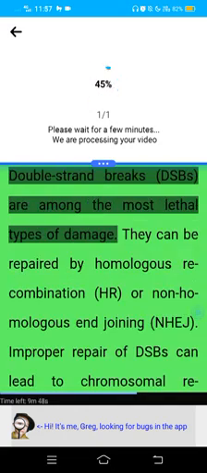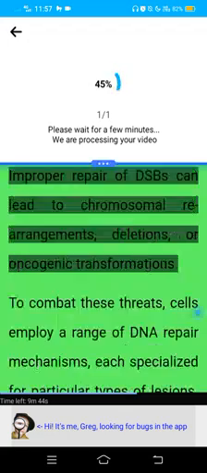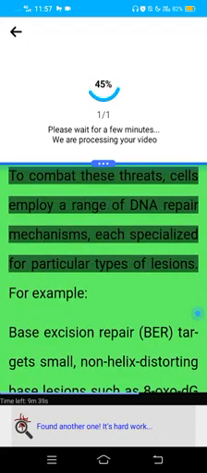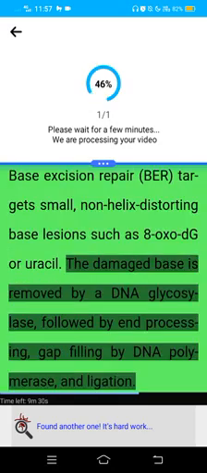Double strand breaks, DSBs, are among the most lethal types of damage. They can be repaired by homologous recombination, HR, or non-homologous end joining, NHEJ. Improper repair of DSBs can lead to chromosomal rearrangements, deletions, or oncogenic transformations. To combat these threats, cells employ a range of DNA repair mechanisms, each specialized for particular types of lesions. For example, base excision repair, BER, targets small, non-helix distorting base lesions such as 8-oxo-dG or uracil. The damaged base is removed by DNA glycosylase, followed by end processing, gap filling by DNA polymerase, and ligation.